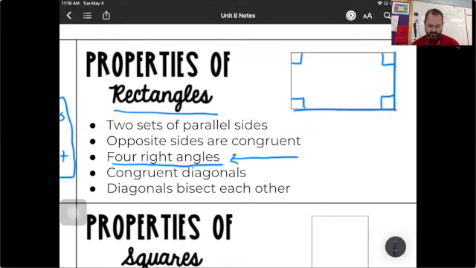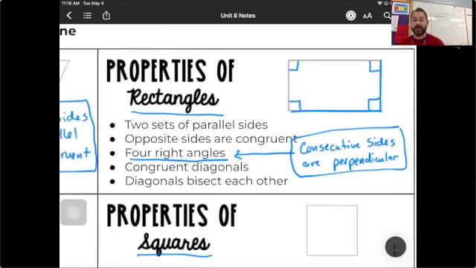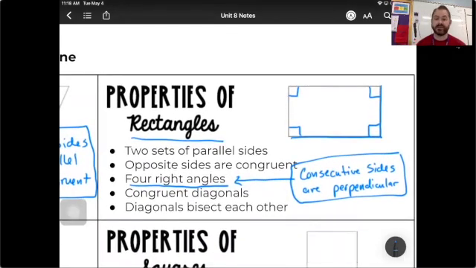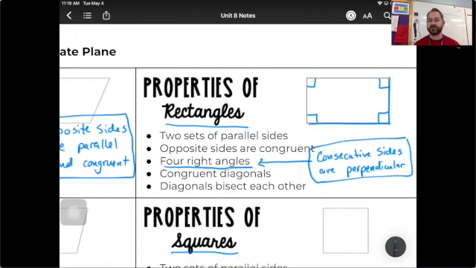Since there are four right angles, that means that consecutive sides are perpendicular. Okay, and that's our main idea for rectangles. Now, there are other properties. Diagonals would be congruent to each other, and diagonals bisect each other. But the one that I've put a box around, consecutive sides are perpendicular, is our main property of rectangles.